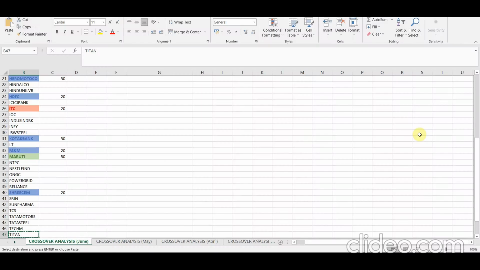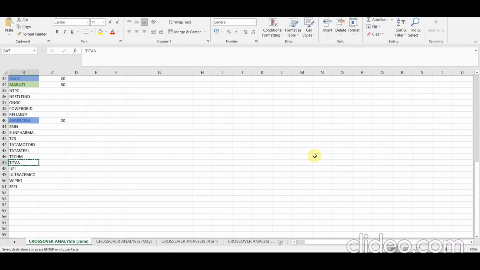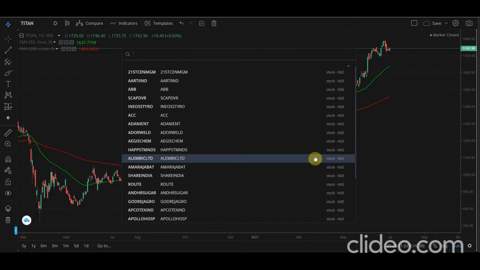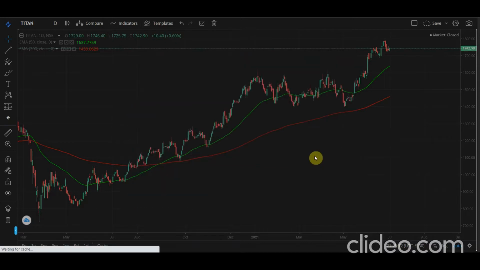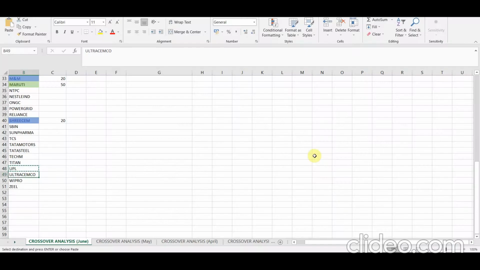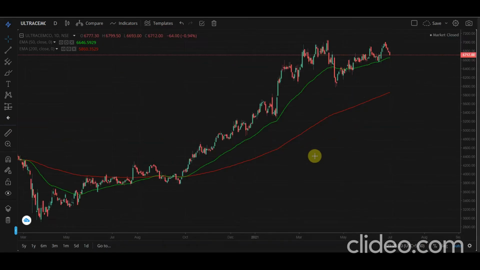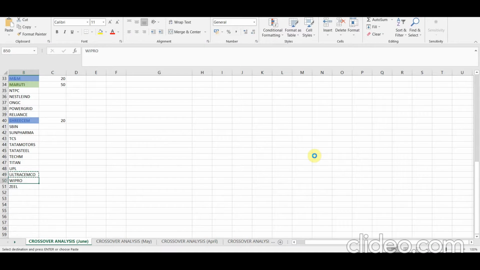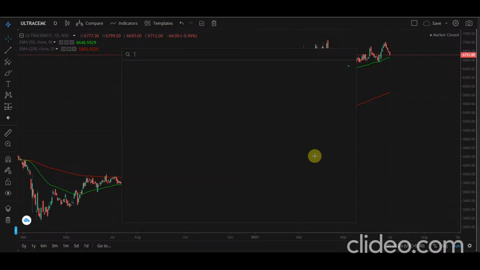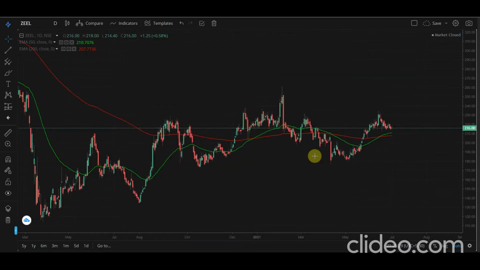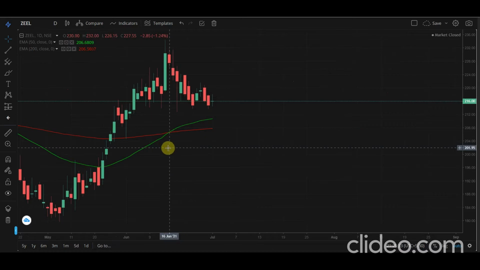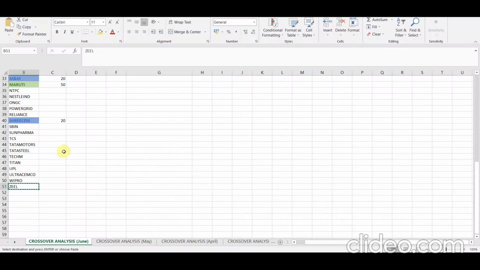Yeah, as expected. Let's check out UPL now. Yeah, very wide again. UltraTech Cement. Yeah, again, as expected, very wide. Wipro will also be very wide. Let's just skip it. Let's go to Zee Entertainment Limited. Okay, so it has shown a bullish crossover on 17th of June. Yeah, we'll mark it as green.